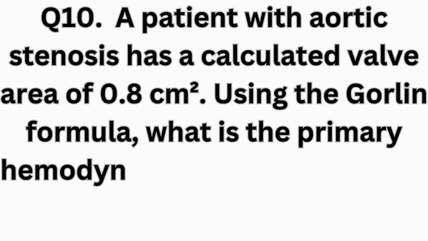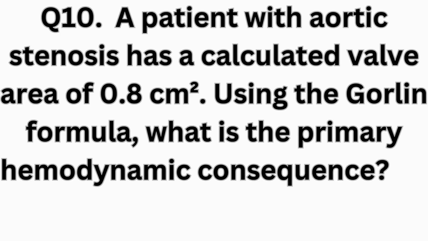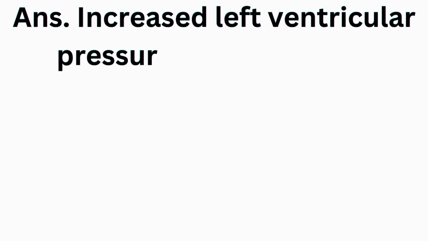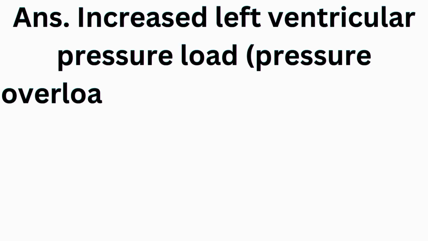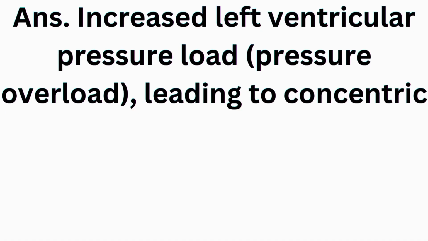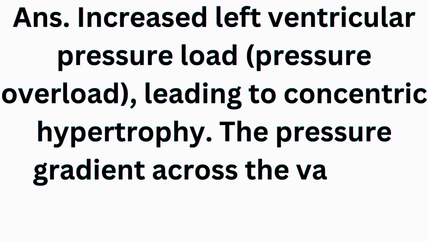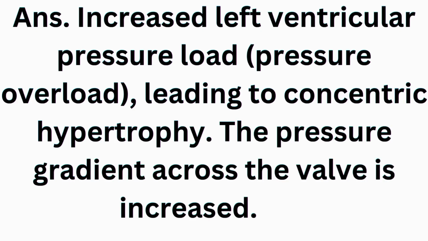Question 10. A patient with aortic stenosis has a calculated valve area of 0.8 centimeters squared. Using the Gorlin formula, what is the primary hemodynamic consequence? You may pause the video at this point, and here comes the answer. A calculated aortic valve area of 0.8 centimeters squared indicates severe aortic stenosis. Severe aortic stenosis is typically defined as less than 1 centimeter squared.